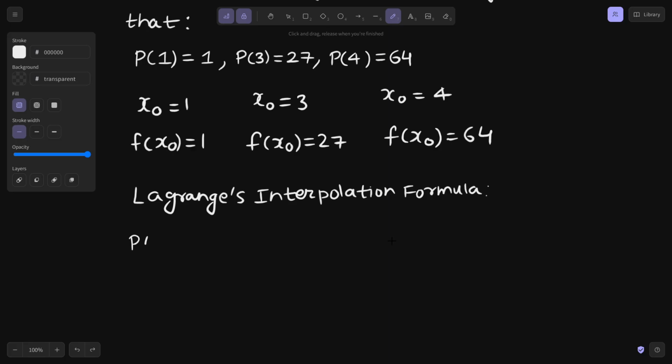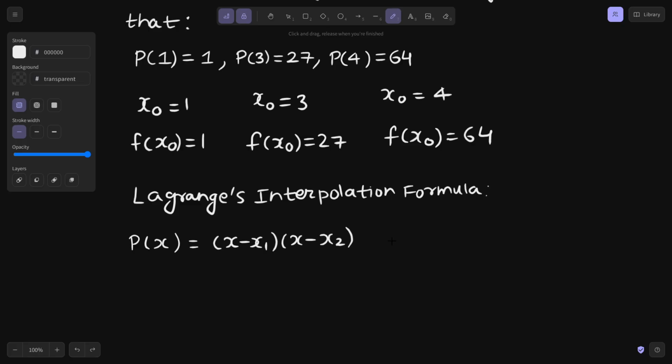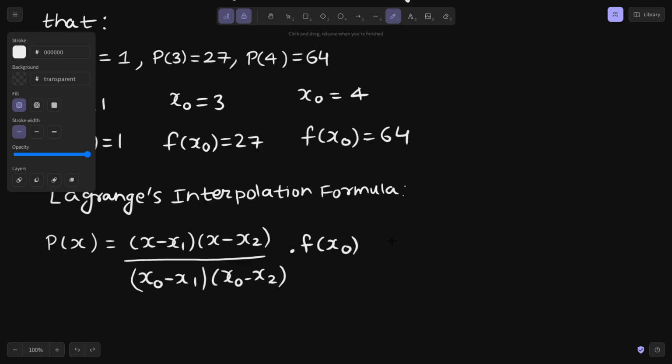So if we want to find p of x, in the first term, in the numerator we don't write x naught. So what is left? x1 and x2 are left. In the denominator, just replace x in the numerator by x naught and write it as it is. So x naught minus x1 and x naught minus x2 will be there. And for the x naught that was left out, you write f of x naught.